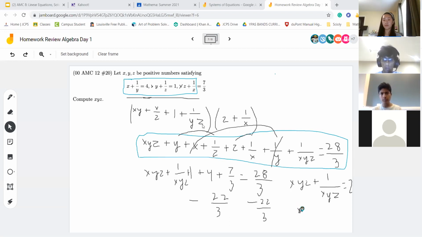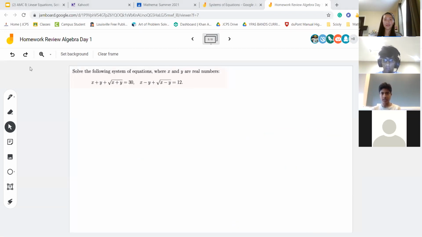All right. So now we're just solving for this xyz plus 1 over xyz. I'm just doing this for fun. You guys can move on. Okay, so the next question. I haven't solved this one either.